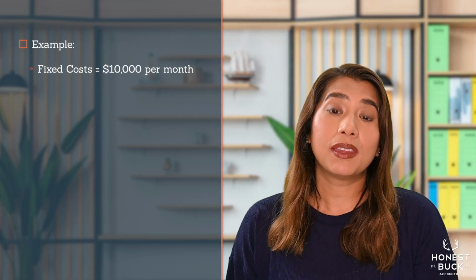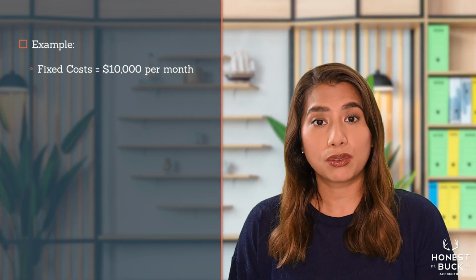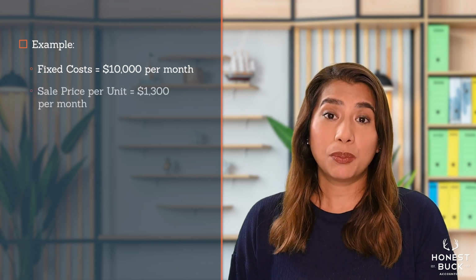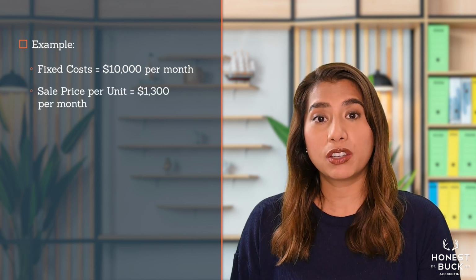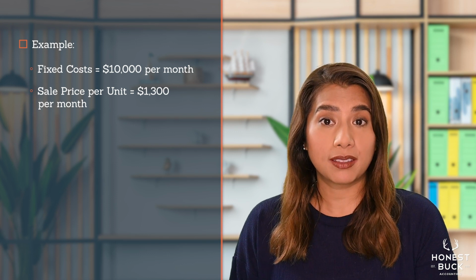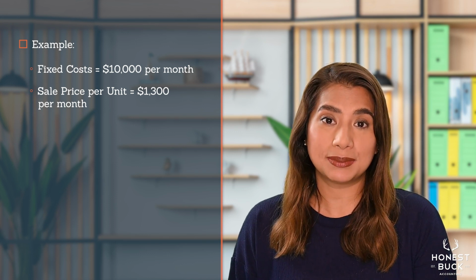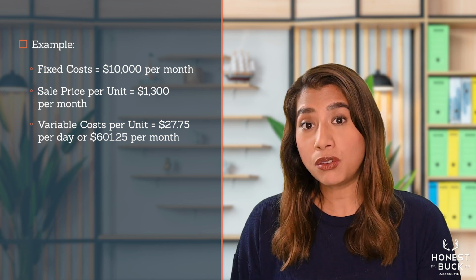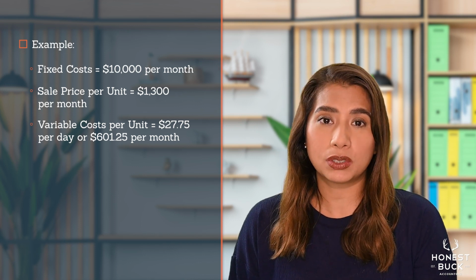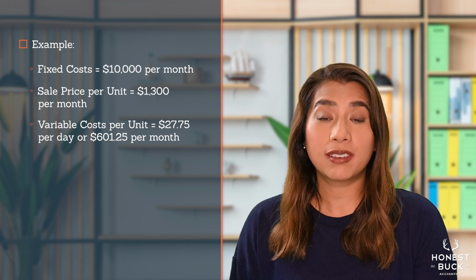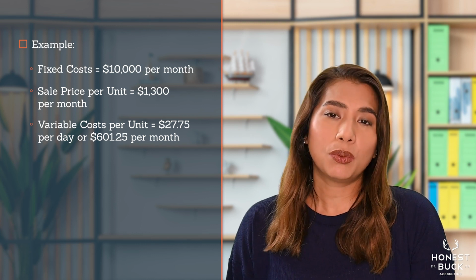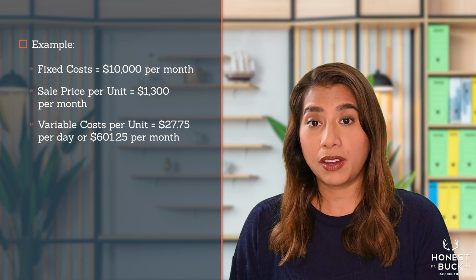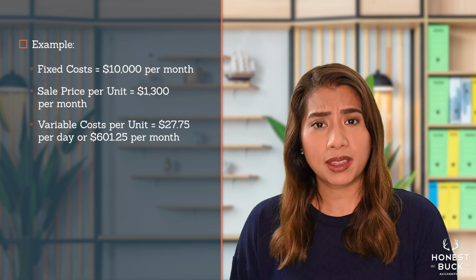Let's say you've determined that your fixed costs for the month are $10,000. You've calculated your sale price per unit, or the cost of one child's daycare spot for a full month, to be $1,300. You've also calculated your variable costs per unit, or the variable costs associated with one child's daycare spot for a day, to be $27.75. Because we're using monthly costs for all other variables, we would need to convert this to monthly costs.